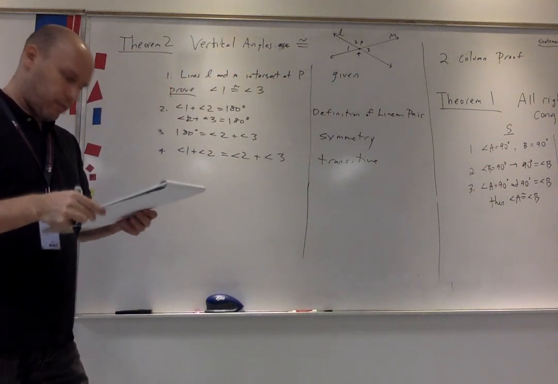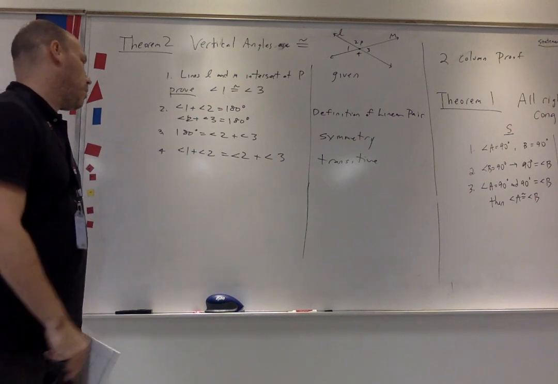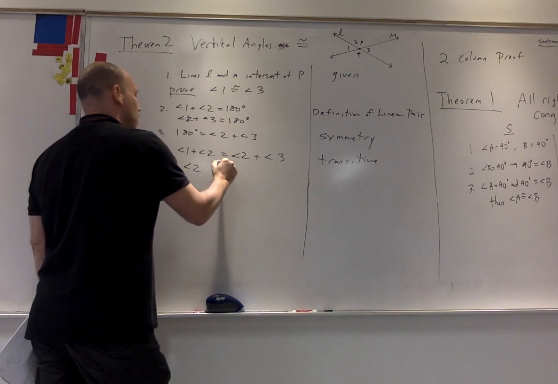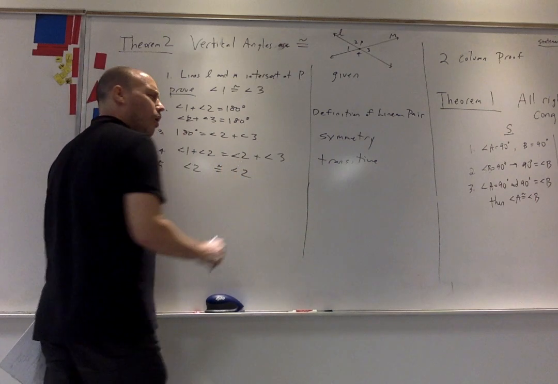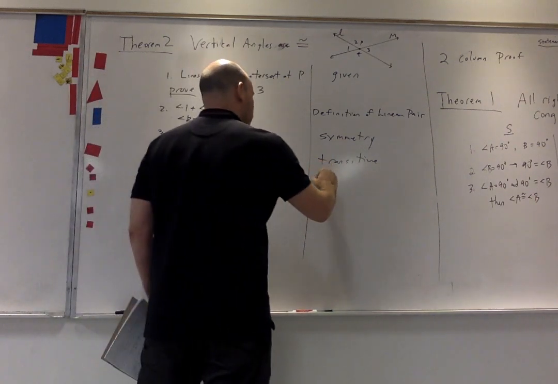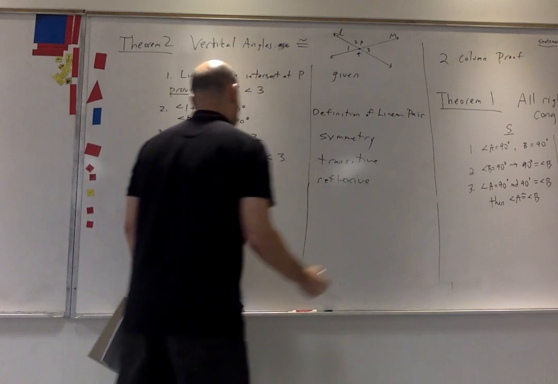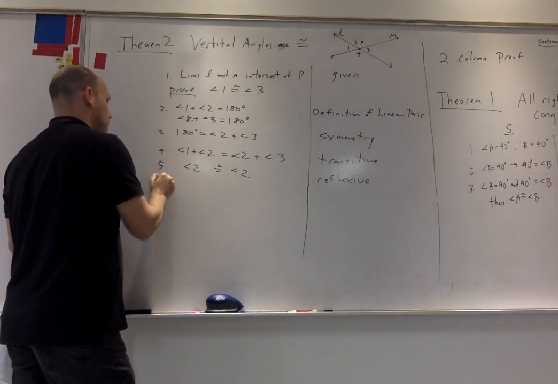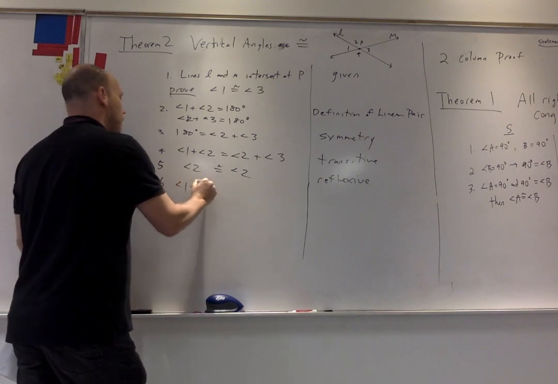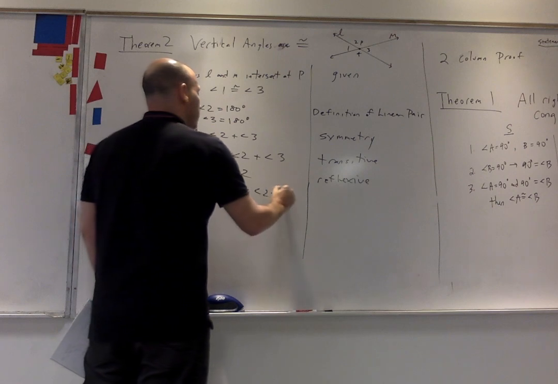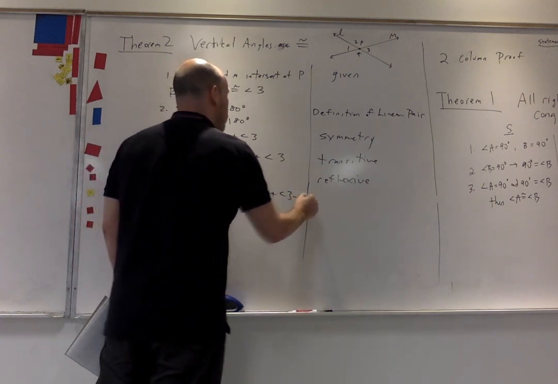What's next? Ready? Angle 2 is congruent to angle 2. Why? Reflexive. What's next? Angle 1 plus angle 2 minus angle 2 is congruent to angle 2 plus angle 3 minus angle 2.